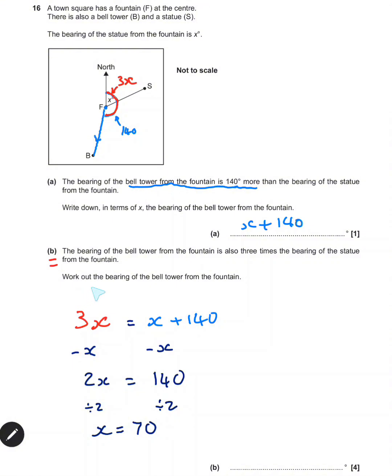What are we actually working out? Work out the bearing of the bell tower from the fountain. So the bell tower from the fountain, remember, is everything. And we've just said that that was 3x. You could also use this one if you want, but I'm just going to use 3x. 3x is 3 times 70. Well, 3 sevens are 21. So that would be 210 degrees.